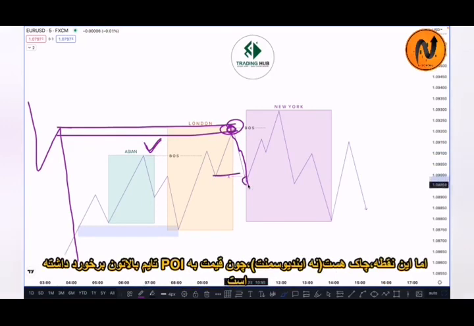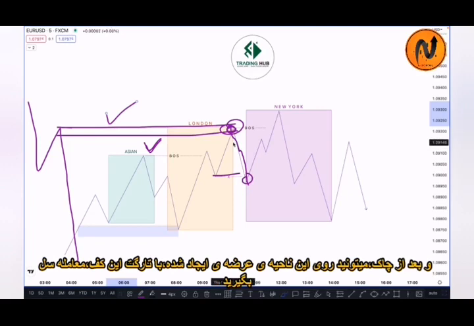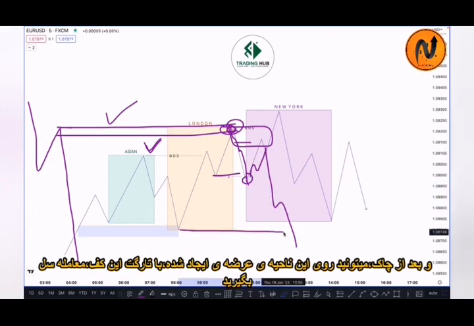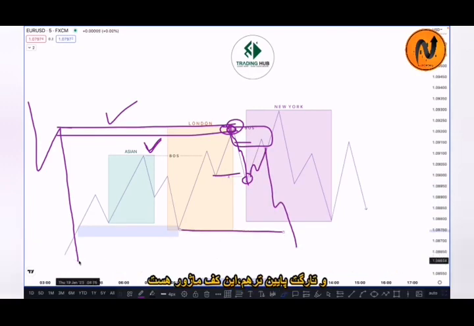But this inducement is your change of character actually. Why? Because price tapped your higher time frame supply, which one is here, and now you have to wait to mitigate this supply zone, which one is here. Once price taps here, you can simply sell from here till this low at least, right? And then the major move is here.